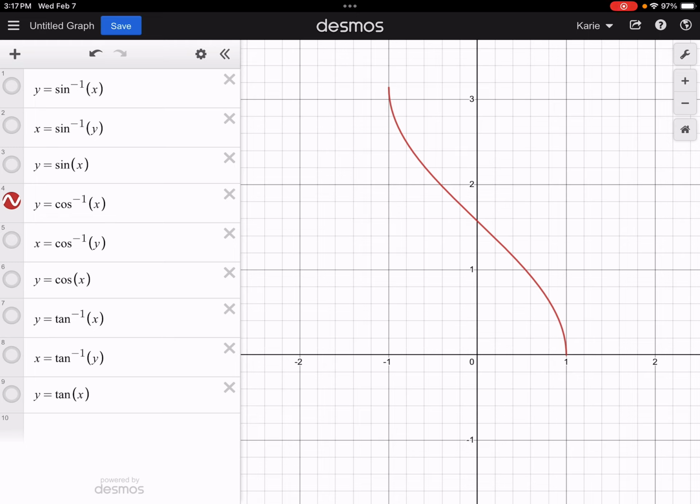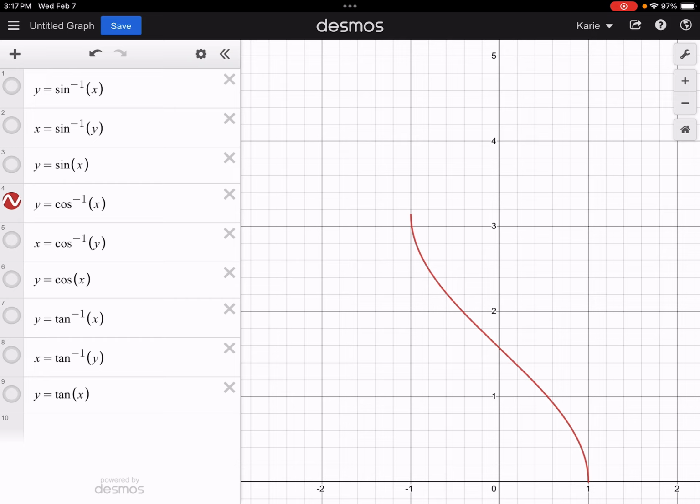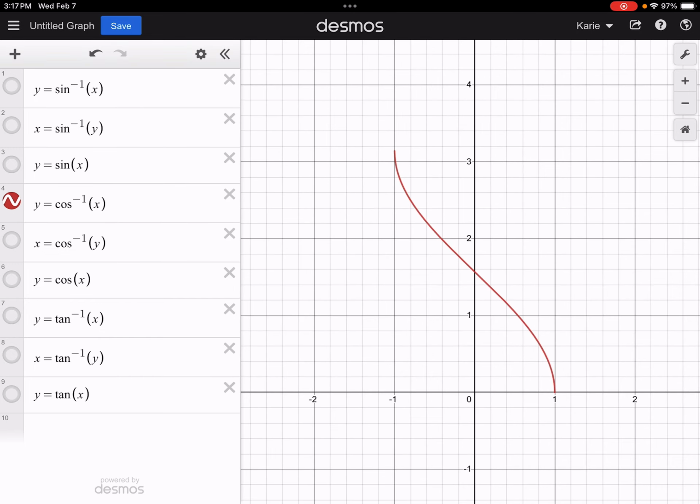My domain goes from -1 to 1. My range goes from 0 to pi. This point, let's see if I can find it. Well, it's pi. There we go. So the range is 0 to pi.